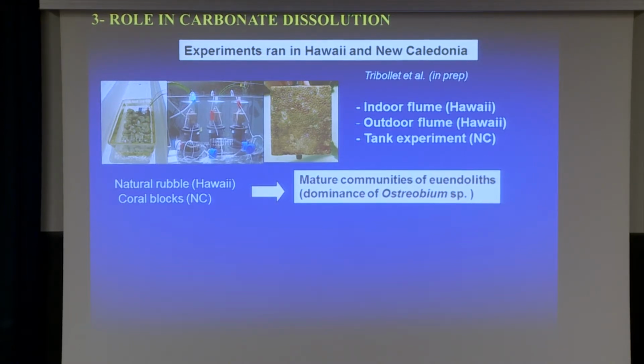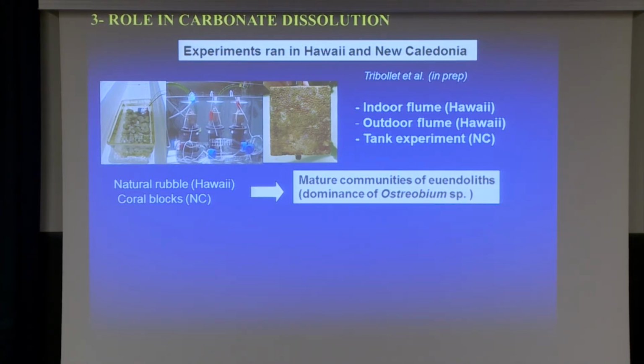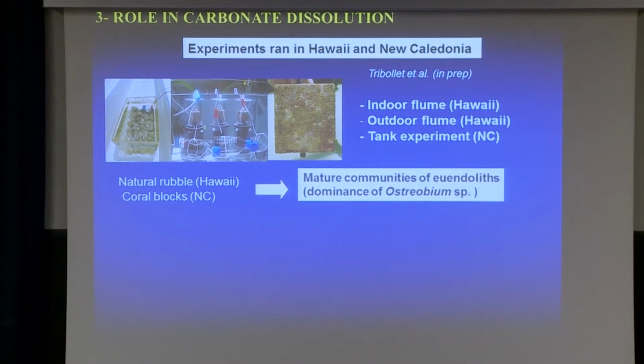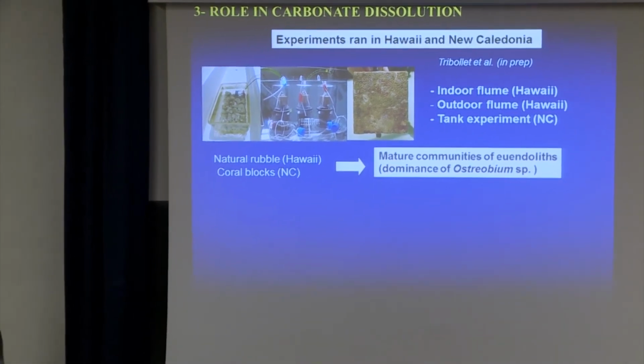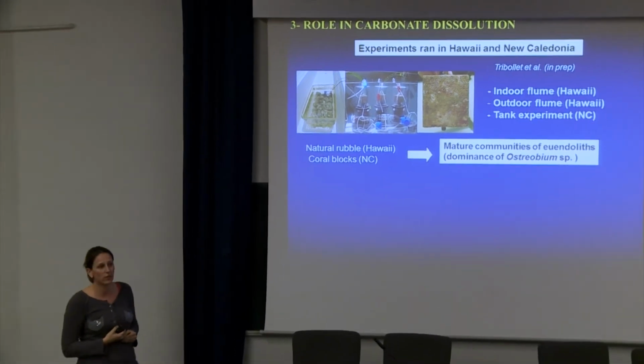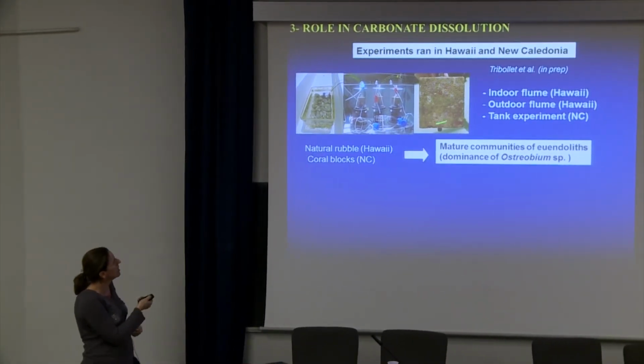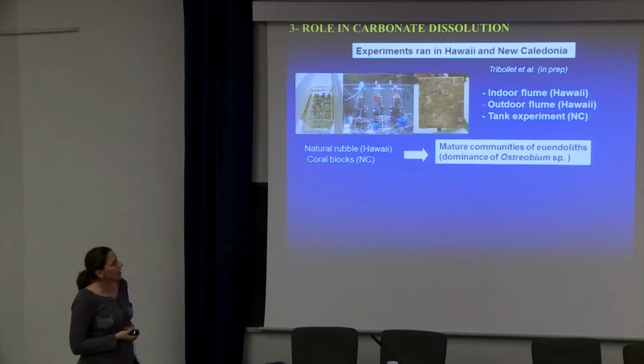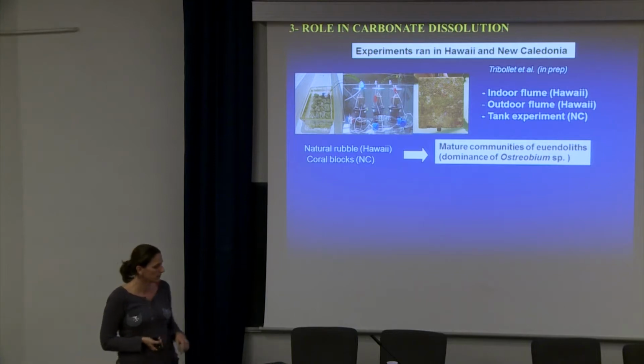alga Ostreobium. We also ran an outdoor flume experiment in Hawaii, which is here, to measure photosynthesis under natural light cycle and let the pH go up along the day and see if we could still measure dissolution at really high pHs and saturation state of aragonite, because here we are dealing with corals made of aragonite. And finally, we did a tank experiment in New Caledonia where we controlled both light and the saturation state of aragonite of the water. So we realized an ocean acidification experiment to see what was going on.